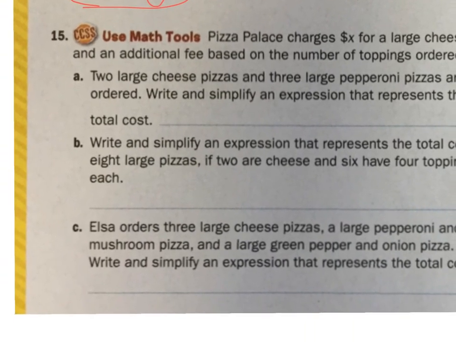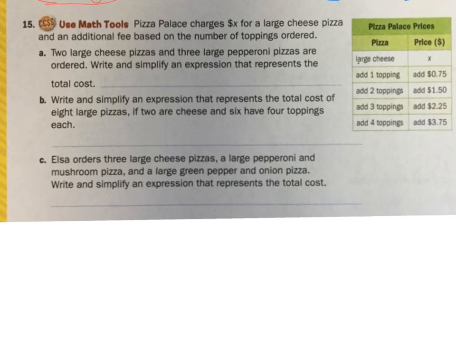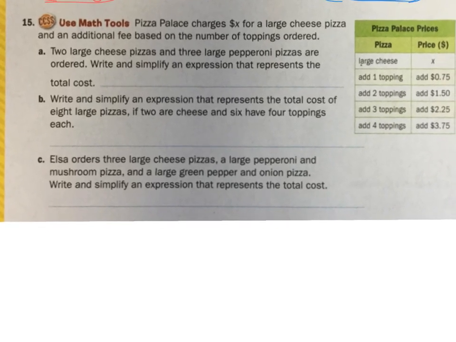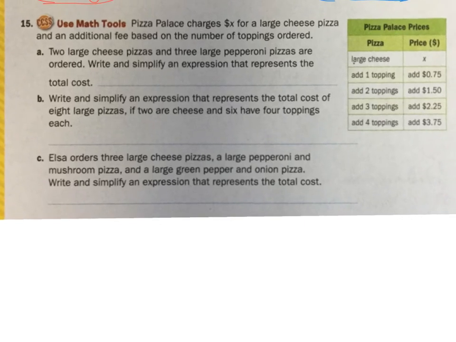Cool. Number 15. All right, little pizza one. This is kind of a cool one. I like this problem. So let's see what we got here. Pizza Palace charges x dollars for a large cheese pizza. So that's right here. That's if you just get a large cheese. And then it has an additional fee based on the number of toppings. So if you have one topping, you're going to pay this. 2 toppings, you're going to pay this. 3 here and 4 here.